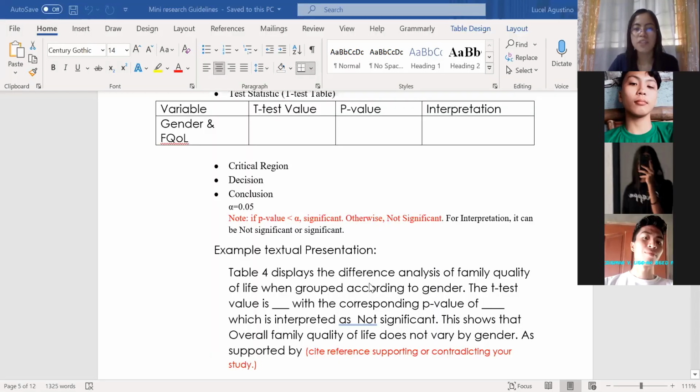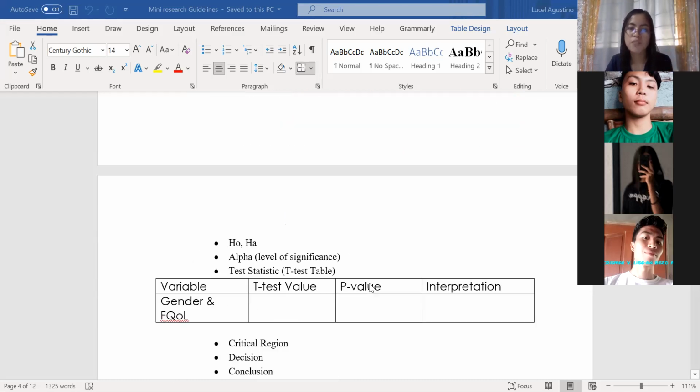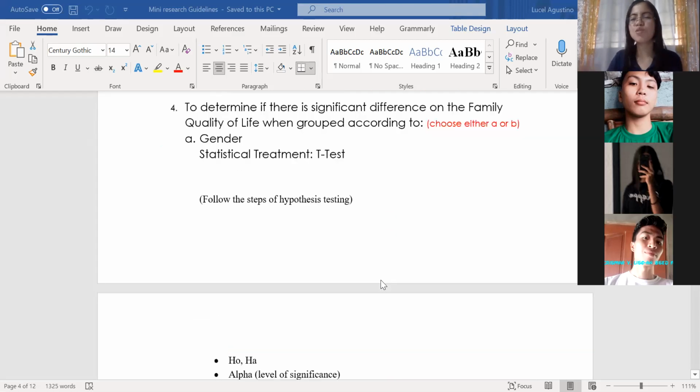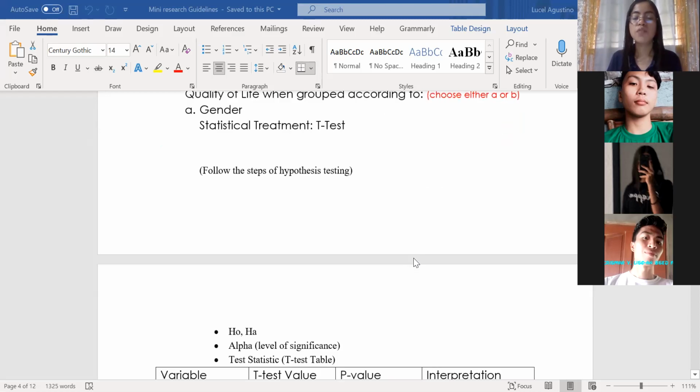Okay. So after that, you choose only one of the two. Either gender or number of family members is what you will test for significant difference. So you choose for your group. If you want both, go on, but I have given you the option to choose either A or B. And then you follow the steps.